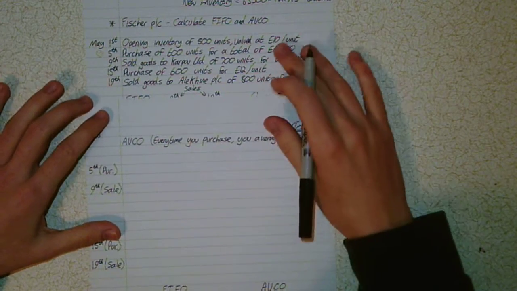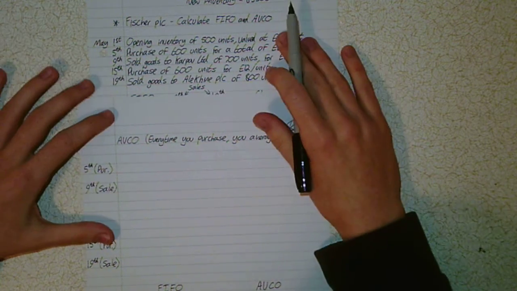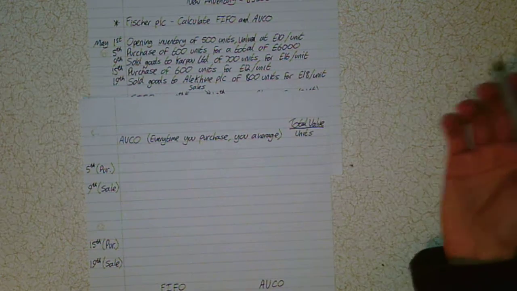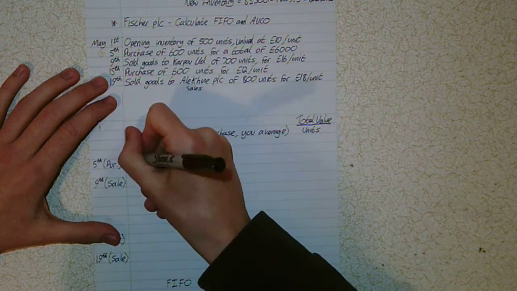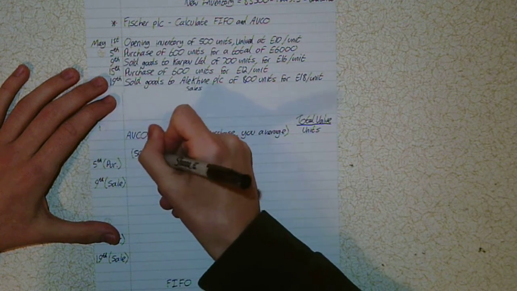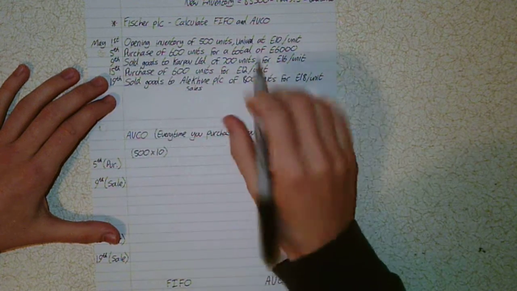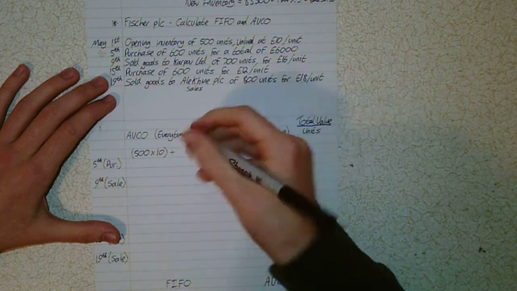So the purchase on the first, we don't need to average, do we? Because we already know what the average is, it's £10. But the purchase on the 5th may change that a little bit, so let's just average it anyway. So the total value, how am I going to work that out? I'm just going to do 500 units times £10 a unit, so that's the opening inventory, plus the value of the purchase, 6,000.